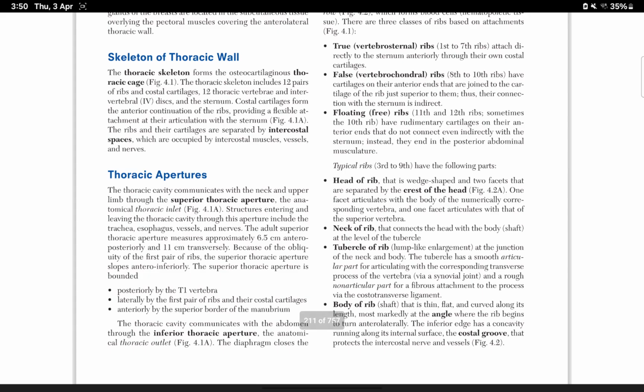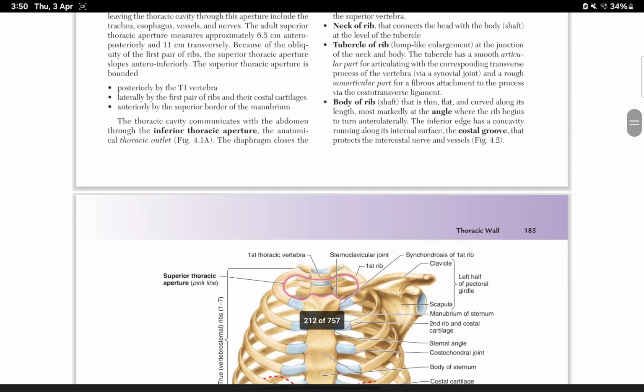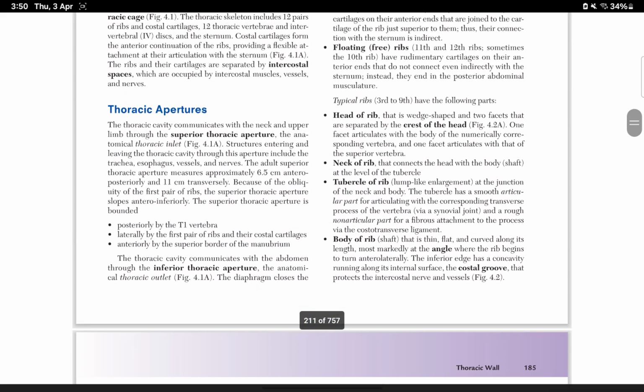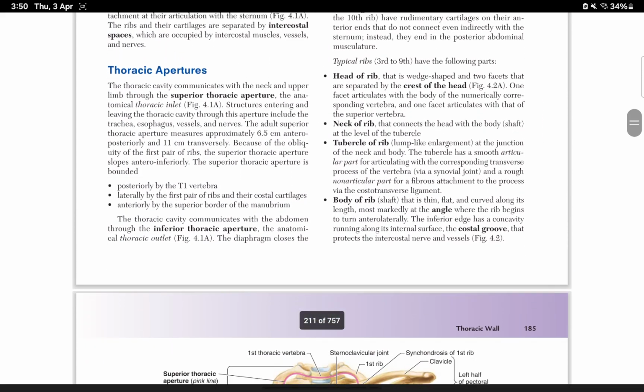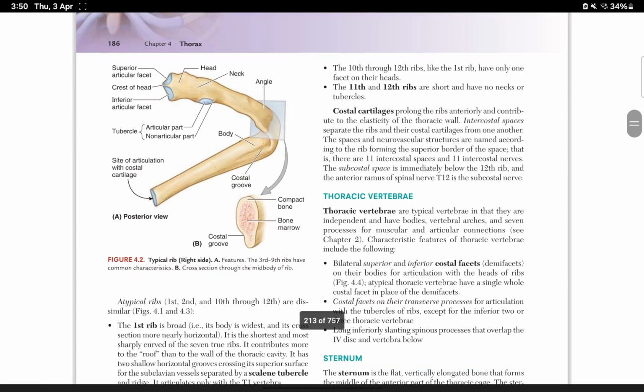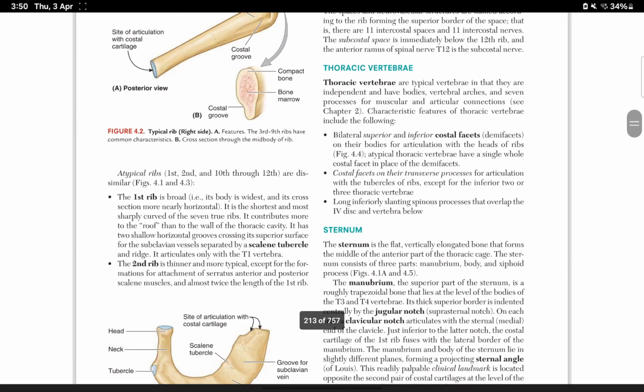Typical ribs, 3rd to 9th, have the following parts: head, neck, tubercle of rib, and body of rib. Atypical ribs, the 1st, 2nd, and 10th through 12th, are dissimilar. The first rib is broad, the body is widest, and its cross section is more nearly horizontal. It is the shortest and most sharply curved of the 7 true ribs. It contributes more to the roof than to the wall of the thoracic cavity.